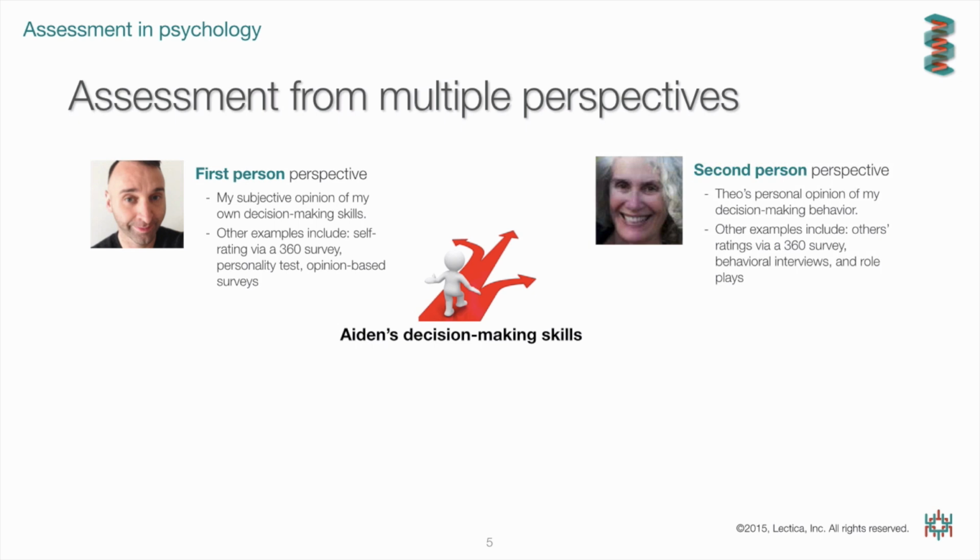If I wanted a second-person perspective, I could ask Theo for her personal opinion of my decision-making behavior. Maybe she could share some insights about the behavioral style I typically use, specific behaviors she's noticed, or her experience of engaging in a decision-making process with me. Other examples of second-person perspectives might include others' ratings via a 360-degree survey, behavioral interviews, and role plays. But maybe I want to go deeper still and find out even more about my decision-making skills.